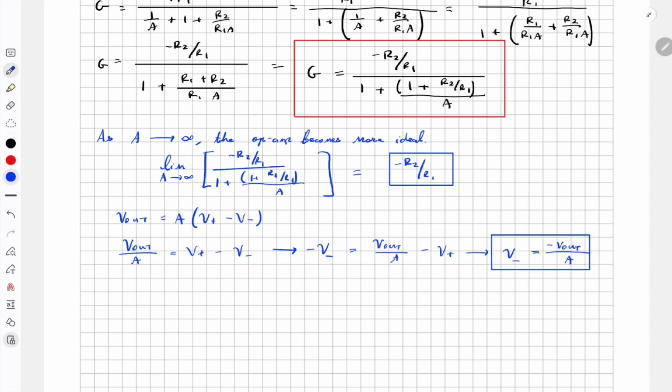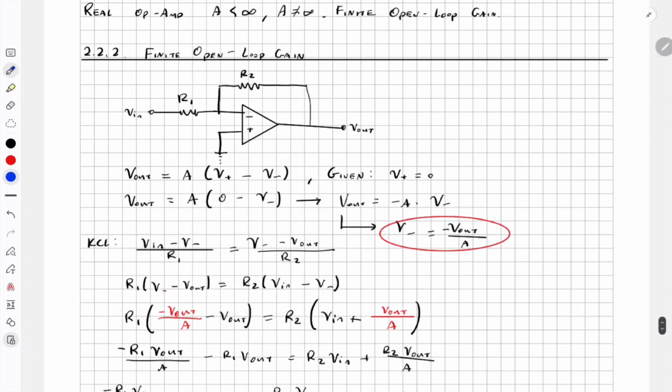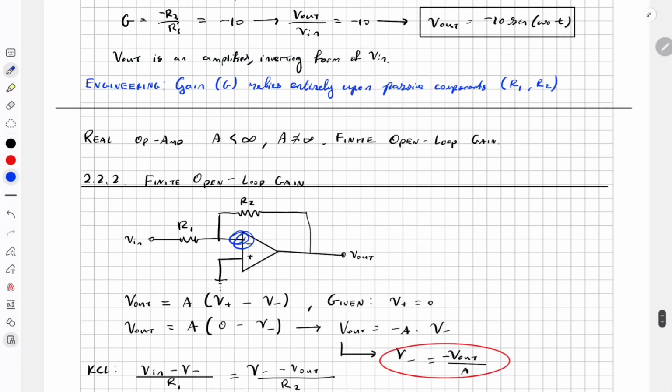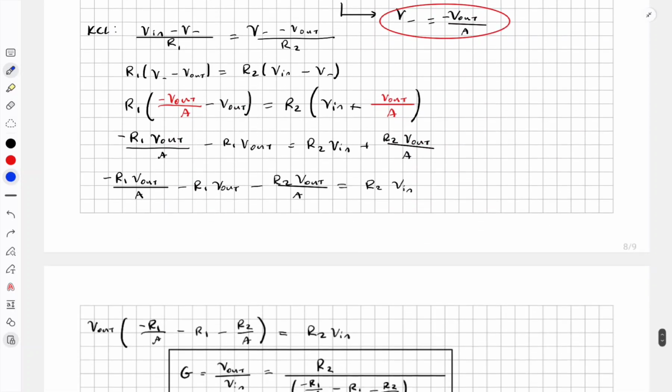So why is that helpful? Well, you can see that as the limit of A goes to infinity, as the op amp becomes more ideal, V minus becomes negative V out divided by infinity, which becomes 0. So as the op amp becomes more and more ideal, the voltage at V minus gets closer and closer to virtual ground. So this is the virtual ground assumption in the ideal op amp.